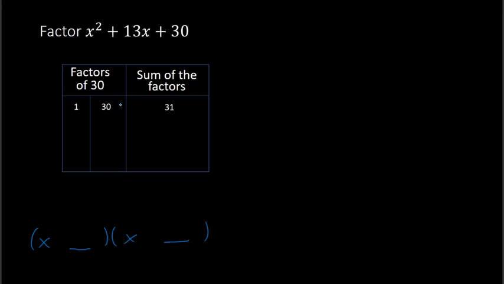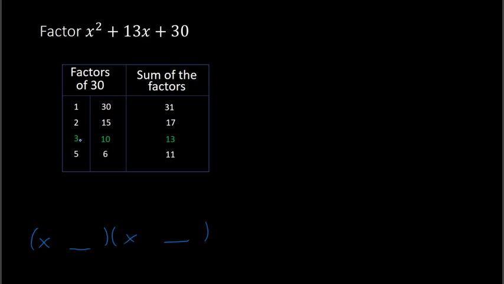Well, I could have 1 times 30, and those would add to be 31, which is not the middle term that I need. I could do 2 times 15, which would add to be 17. I could do 3 times 10, which add to get 13. Or I could do 5 times 6, which would add together to get 11.